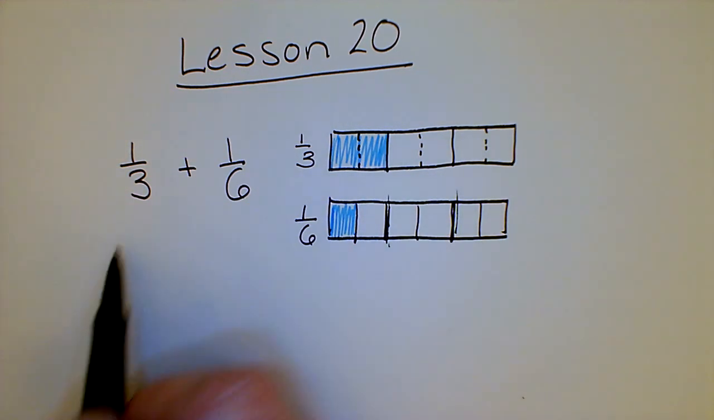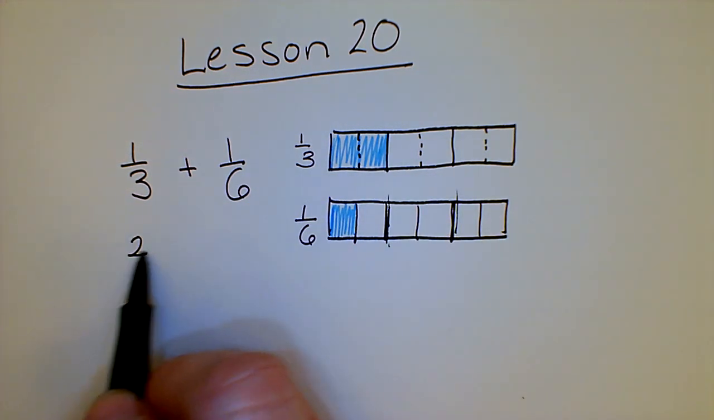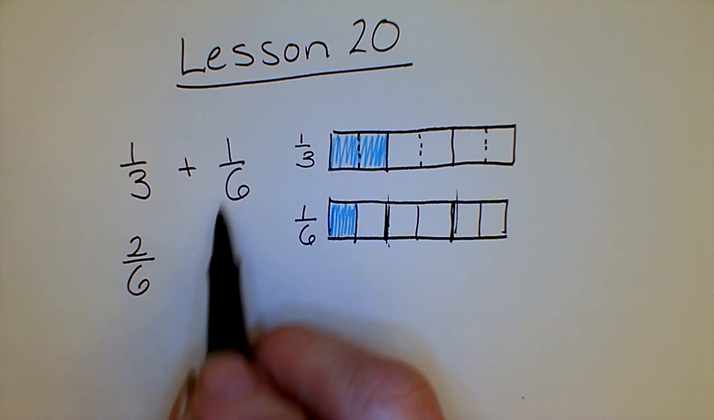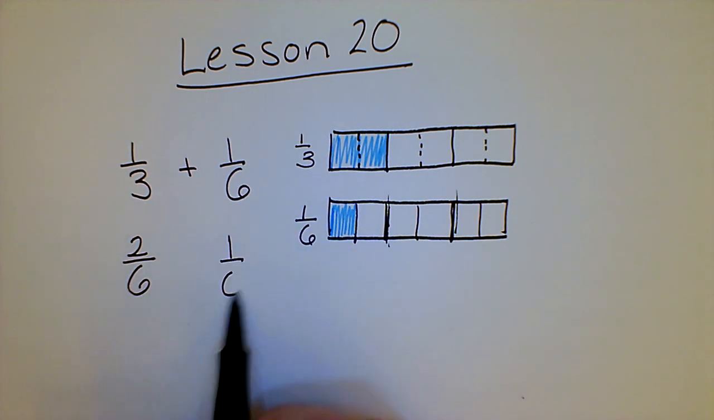So let me write that. I'm going to write that underneath here, that this 1/3 becomes 2/6. This I'm just going to leave as 1/6.